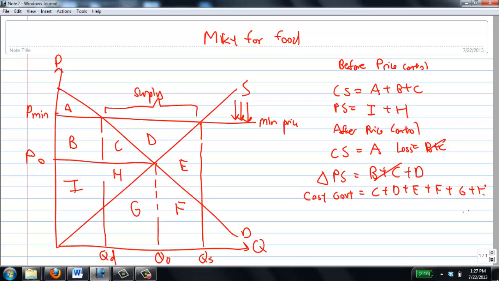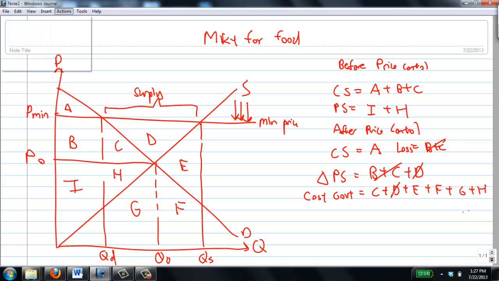So in a sense, this entire rectangular block from QD to QS at P minimum is the cost to the government. So it's quite clear from here that part of this government expenditure goes to the producers in the form of D. So we can cancel D off. Okay, so you can see what is left is the cost to the government that doesn't go to anyone. Let me shade for you. It's basically this big area.